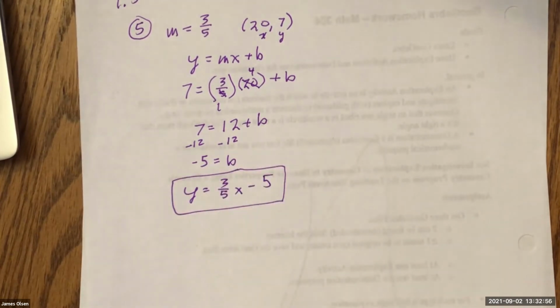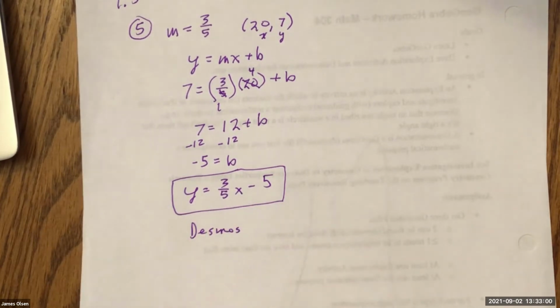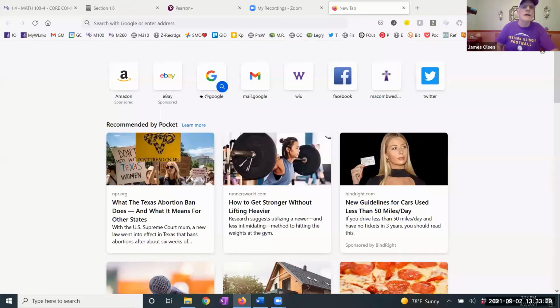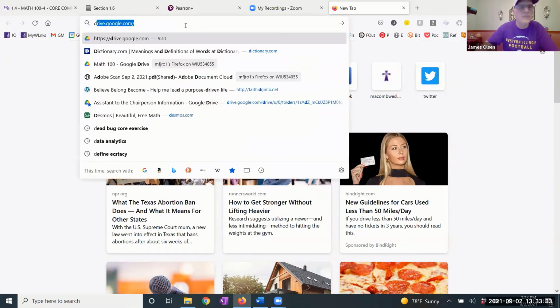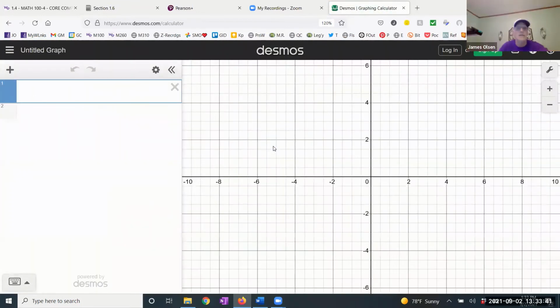Now I'm going to go ahead and demonstrate Desmos. We're going to be using this in this course, and this will be the first demonstration of Desmos. So let's jump over to the internet. Here I am at a browser, and we're going to type in desmos.com, and we're going to go to the graphing calculator. This is a free graphing calculator. It's a fantastic tool.